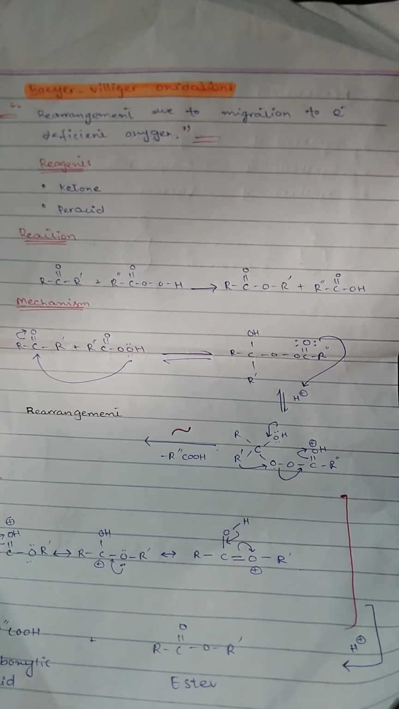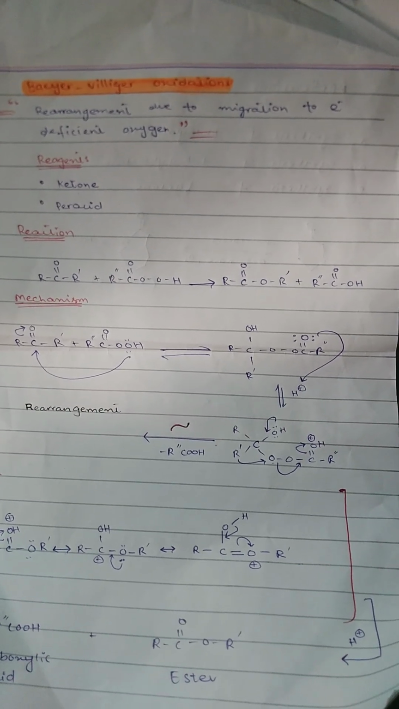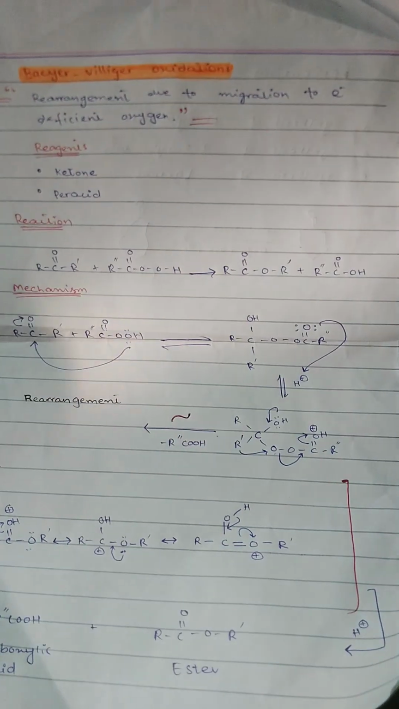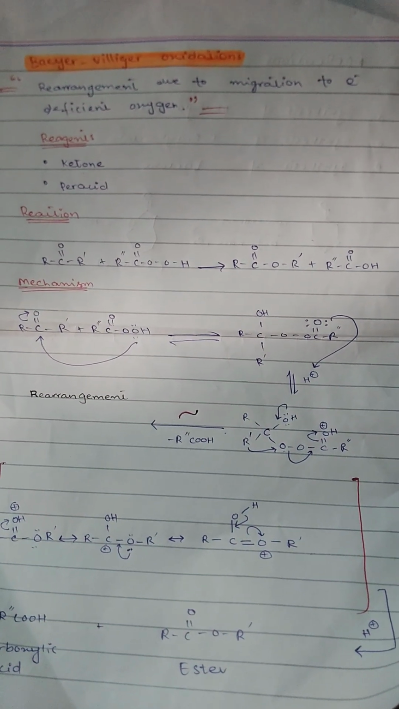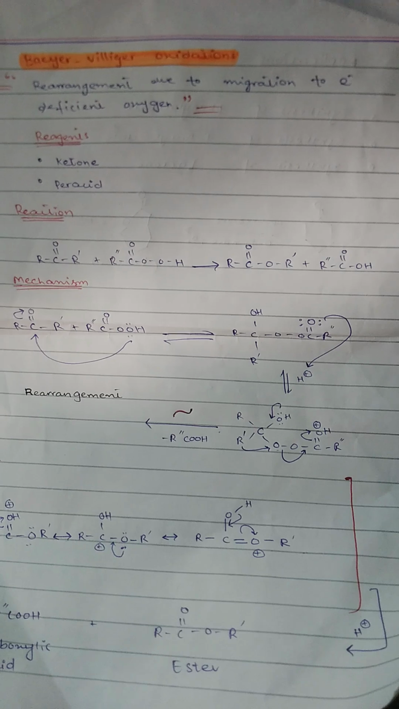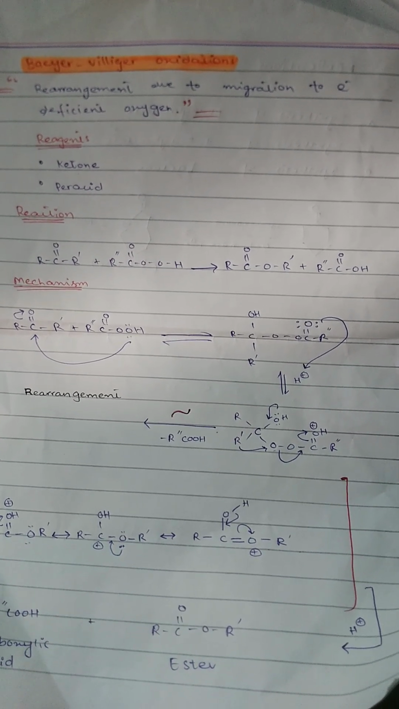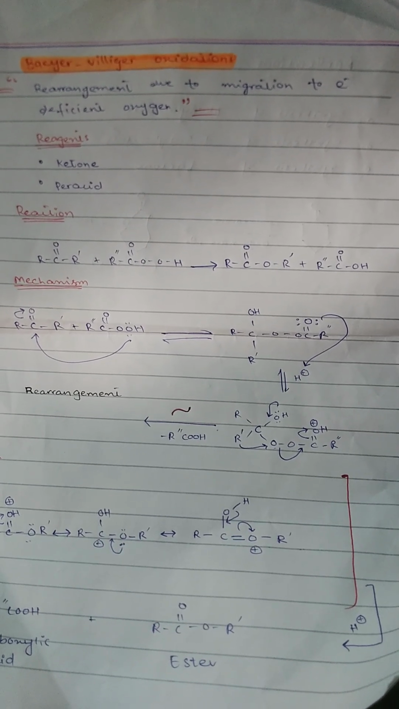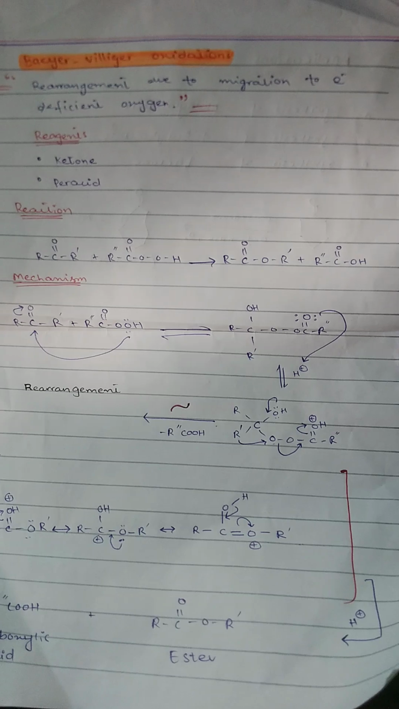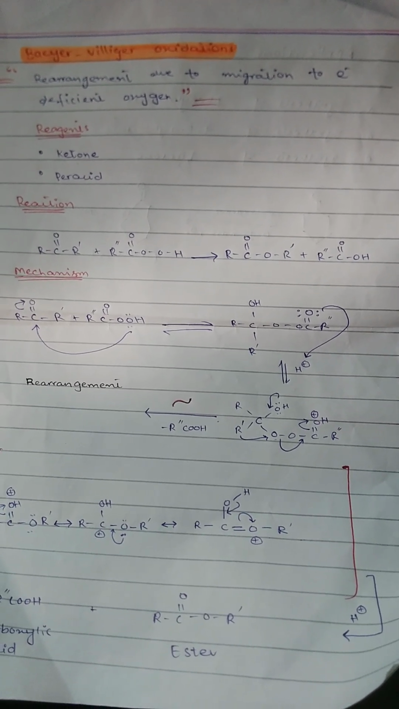So let's have first look at its definition. Rearrangement due to migration to electron deficient oxygen. In different reactions we see that sometimes the group that is migrating can migrate to the electron deficient and can migrate toward the electron rich system. So in this reaction, the migrating group will migrate toward the electron deficient oxygen. That is, the rearrangement will take place on the oxygen atom in the system.